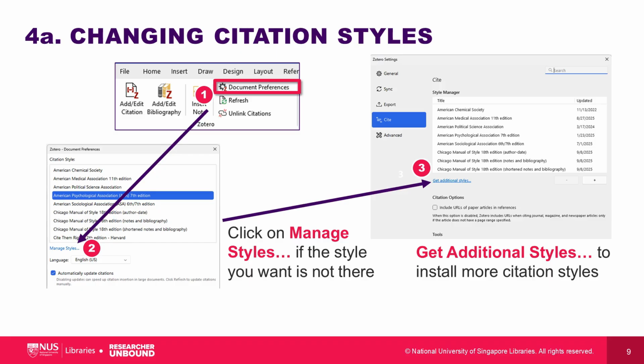Step 4a. Changing citation styles. To change the citation style used for your document, click on the Zotero toolbar menu, select Document Preferences, which will pop up a window to select available citation styles. If the citation style you want is not in the list, you can select Manage Styles, which will open another window. In that window, there's an option for Get Additional Styles to install more citation styles.